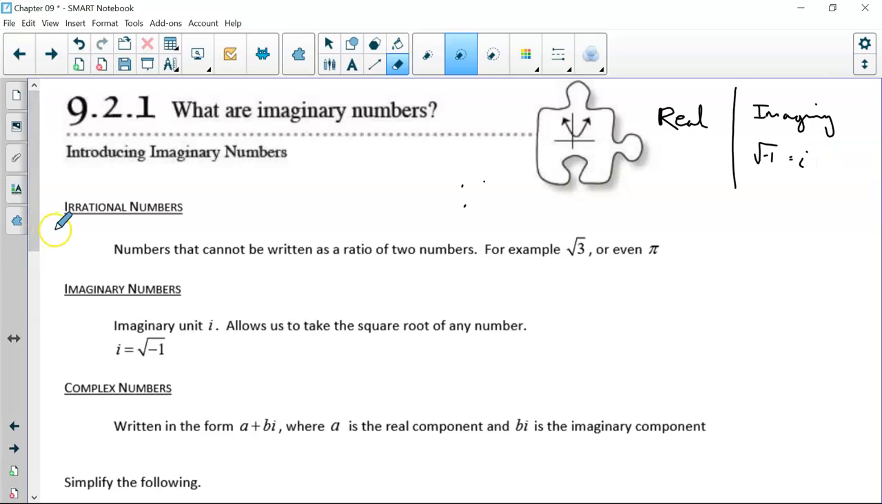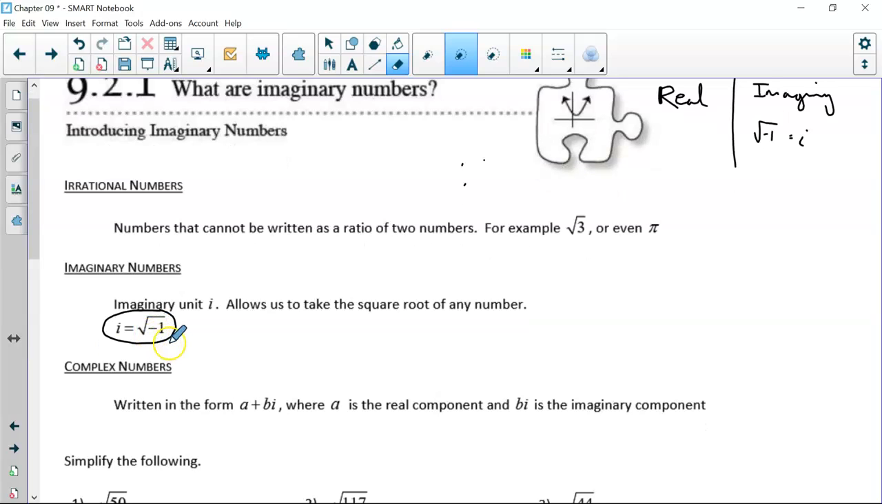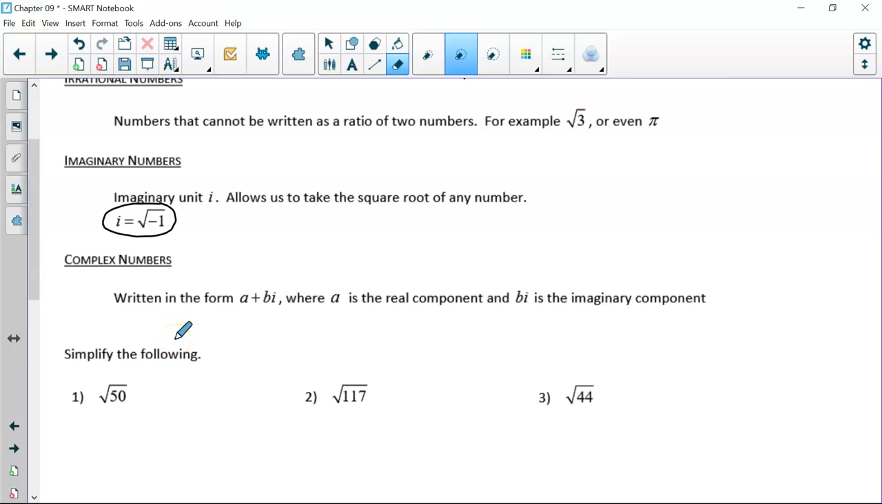We also have irrational numbers. That's a real number. It's something like the square root of 3. It's that non-repeating, non-terminating decimal. i, our imaginary unit, is the square root of -1. And when we talk about a complex number, it's in the form of a plus bi, so something like 5 plus 2i or -5 minus 7i. Those are complex numbers. It has the real, the first part, and the imaginary part. And we always write them in that form, the real, then the imaginary.